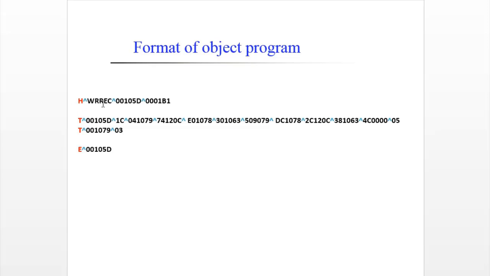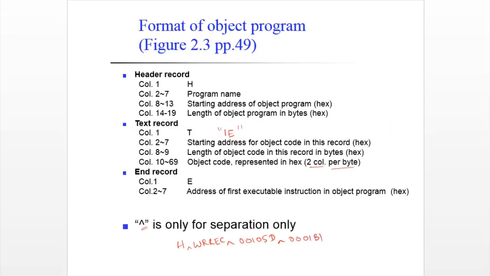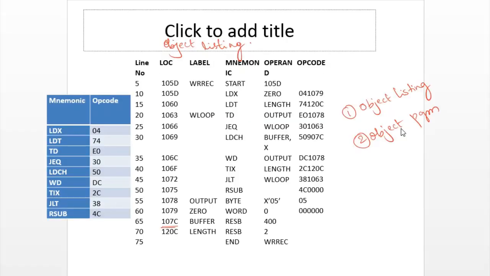Header record: name of the program, starting address, length of the program. The first text record starts at the address 105D, total length, I will come to this later, followed by the actual object code itself. Let's go back to this slide. You will understand how to write the text record. The text records will be written like this.